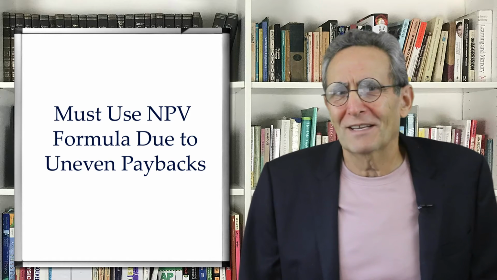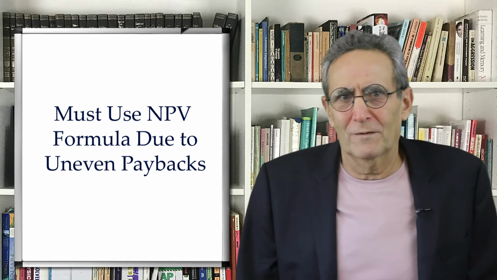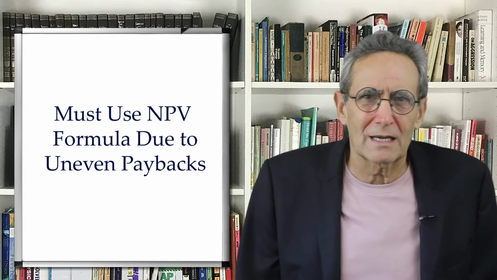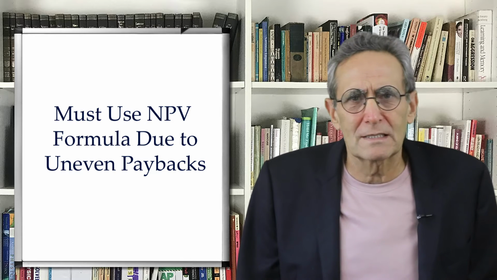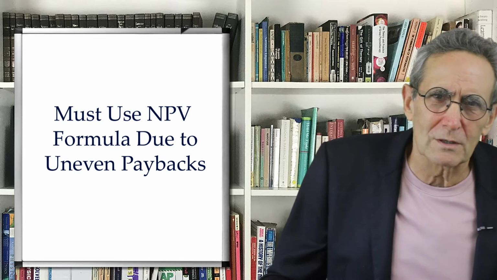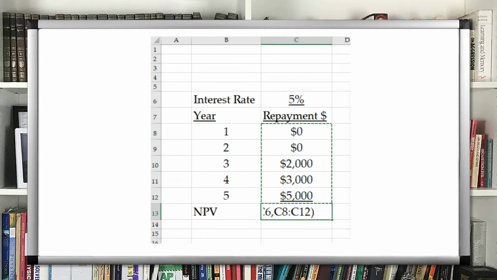Now, here, the Excel function PV will not work for this scenario because the repayment stream is not constant. Here we have to invoke Excel's NPV function instead. The function and input look like this, and here are the results.